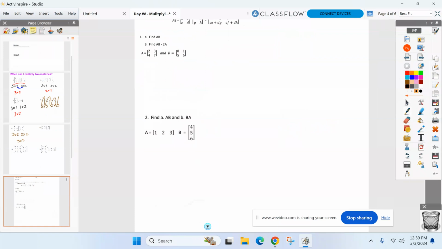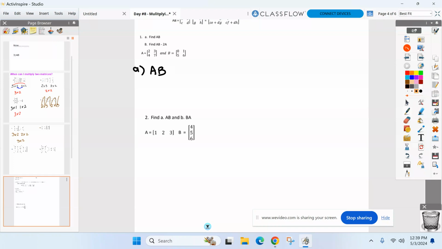We have matrix A and matrix B. Part A says we're going to find A times B. And guys, I wish it was as easy as multiply 2 times 0, 3 times 1, 4 times 5, and 7 times 6, and we're done. It's not that easy. It's not adding and subtracting. If it was, I'd do it before the quiz.